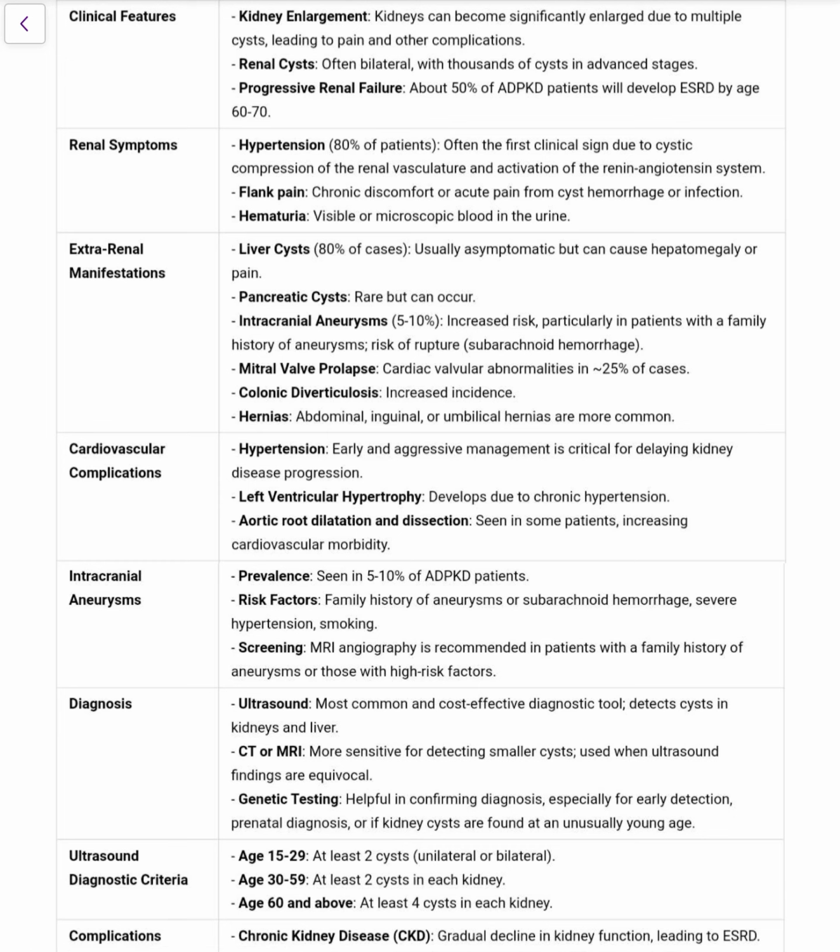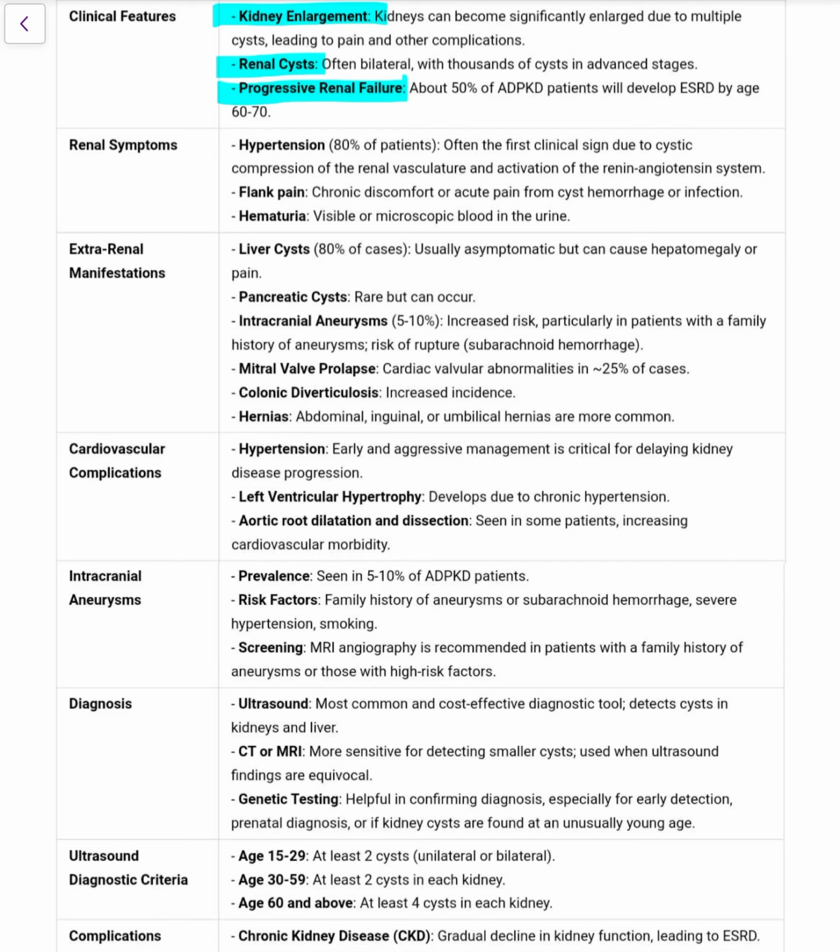Clinical features: renal enlargement will be there, so an abdominal mass will be seen, and the patient will be complaining of pain, right? Renal cysts are often bilateral and number in the thousands in advanced disease, right? And progressive renal disease: 50% of patients with PKD1 will land up in ESRD at the age of 60 to 70, right?